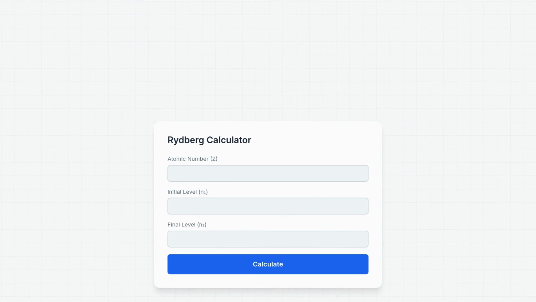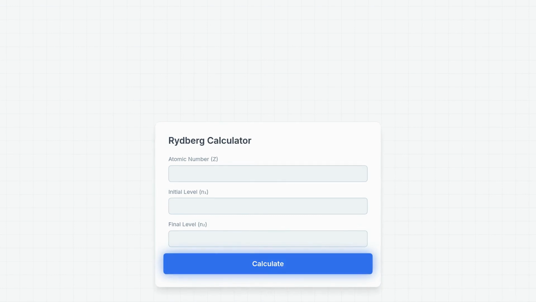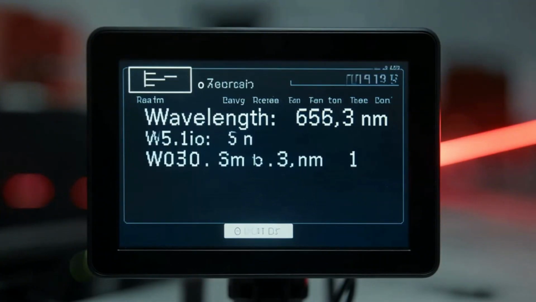Let's work through an example. For a hydrogen atom transitioning from the third to second energy level, enter Z equals 1, initial level N1 equals 3, final level N2 equals 2. Click Calculate. The results show wavelength at 656.3 nanometers. This is the famous hydrogen alpha line.